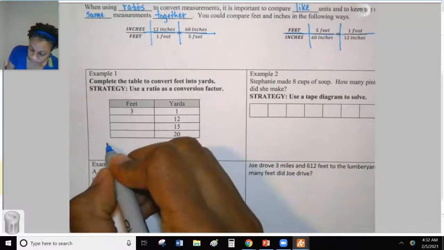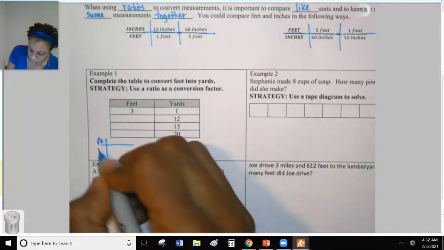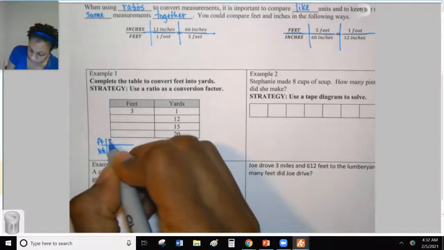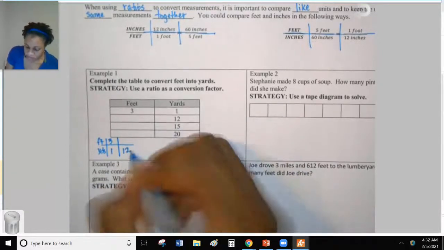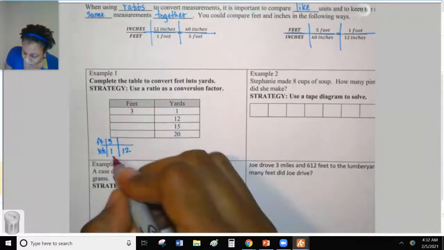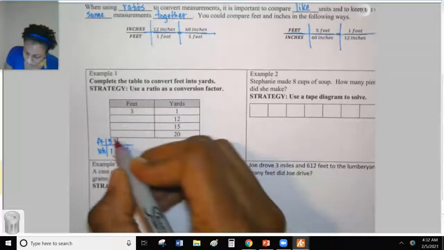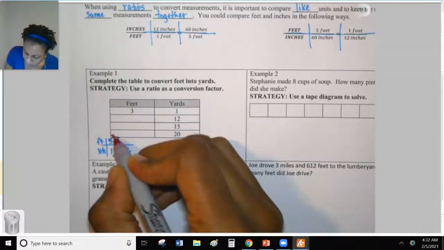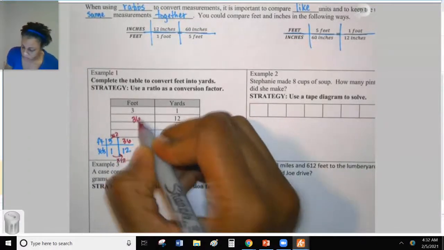So I'm going to do a little H chart, feet to yards. If there are 3 feet and there's 1 yard, what if I have 12 yards? How many feet would that be? And again, I'm going to be doing the same thing in this little H chart that I would do if I was just going down. Times 12, 3 would be times 12 to get 36. So here, that becomes 36.